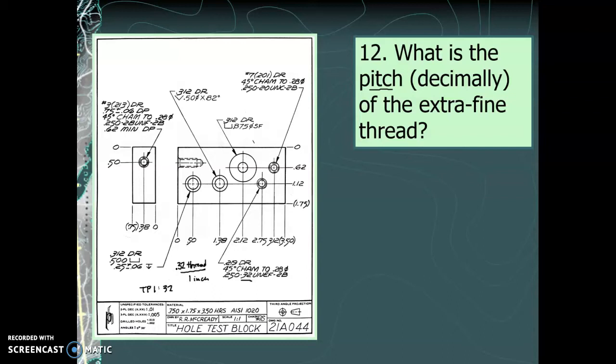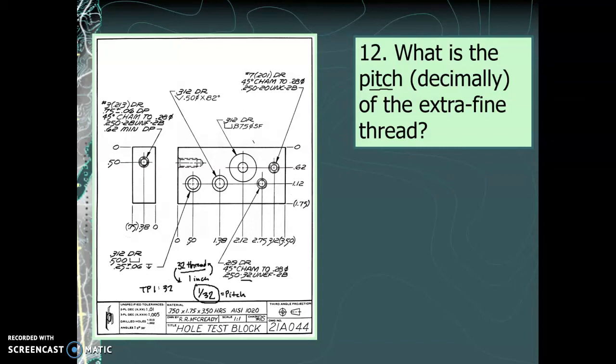So basically what we need to do is just flip this, find the reciprocal of that fraction. So instead of 32 over 1, it becomes 1 over 32. That's the size of one thread. So you can imagine if each thread is a 32nd of an inch, and we have 32 of them back to back, then that's going to be 1 inch long. So that is the pitch.